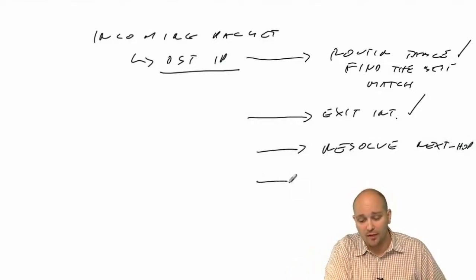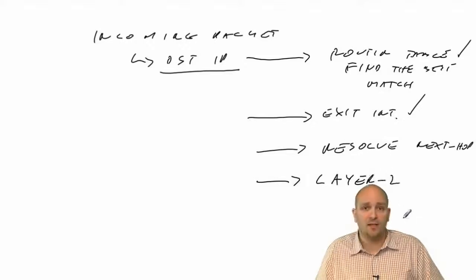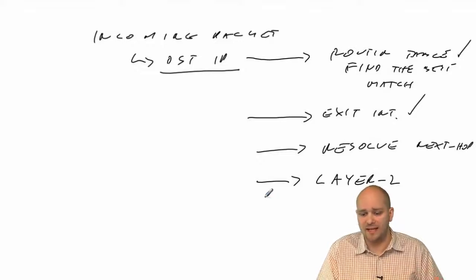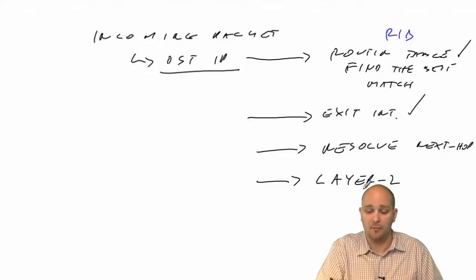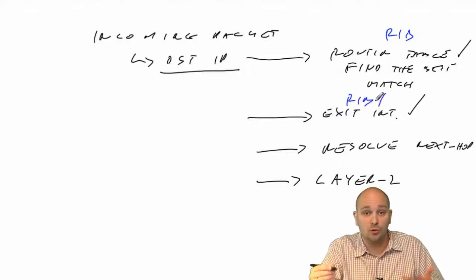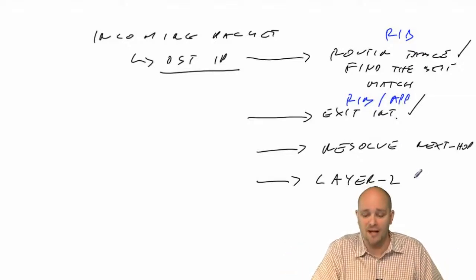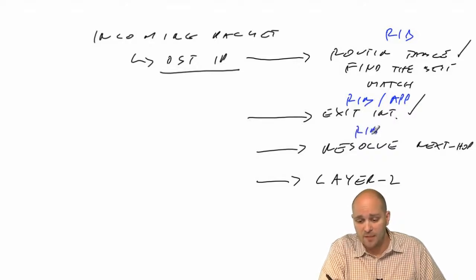And then we needed to find what is the layer 2 information for this next hop. And this involved multiple lookups in multiple databases. For example, this here would be a lookup in the routing table. The exit interface could also come from the routing table, but it could also come, for example, from the ARP table or from any other table that we might have on our router. Resolving the next hop could also be done in the routing table.